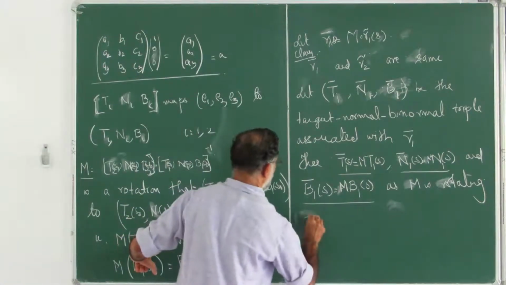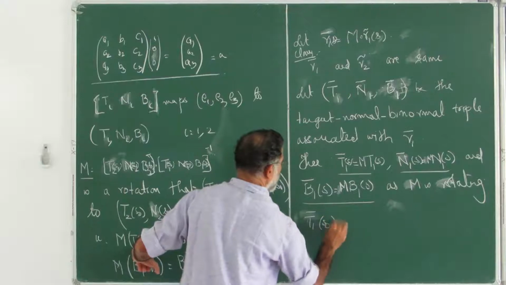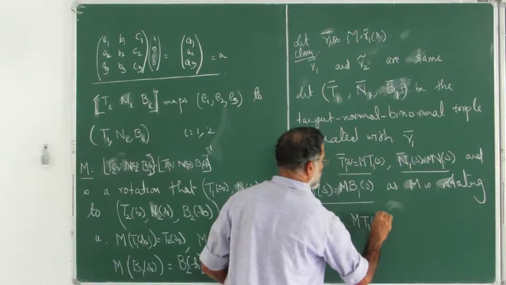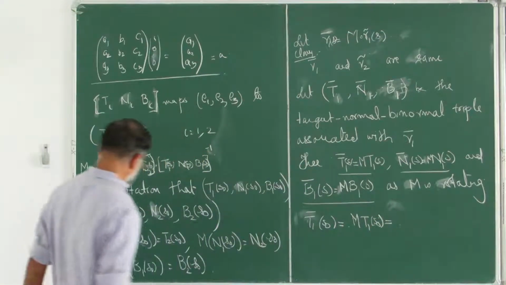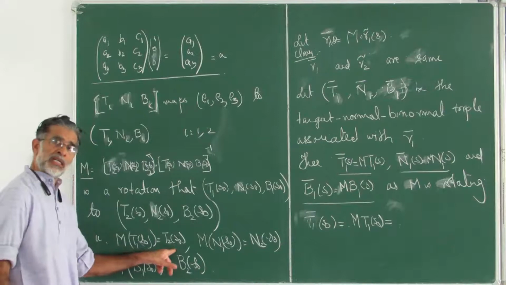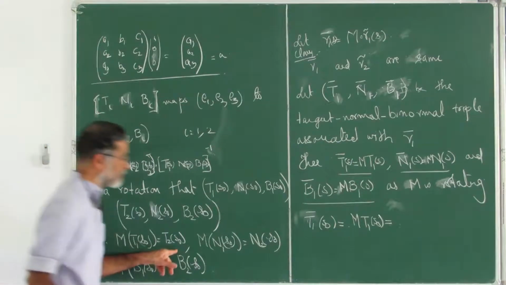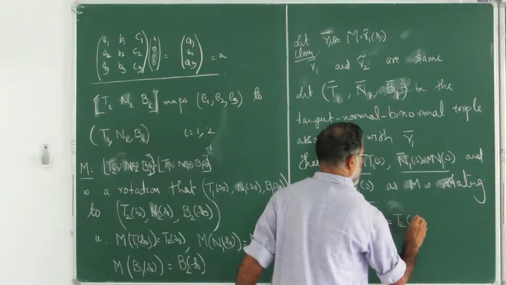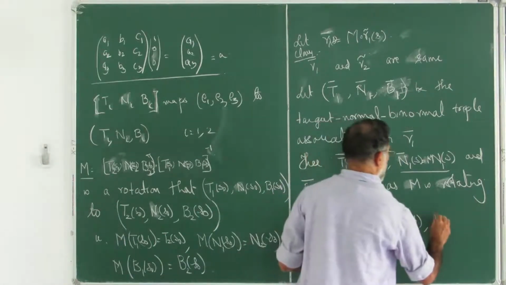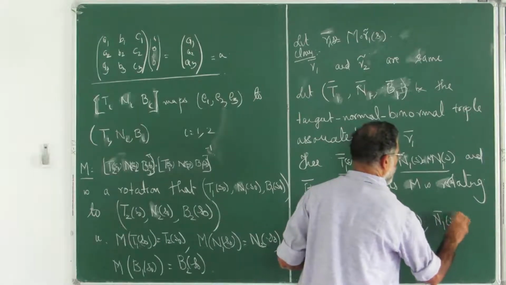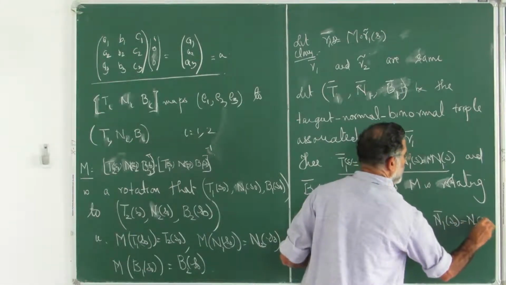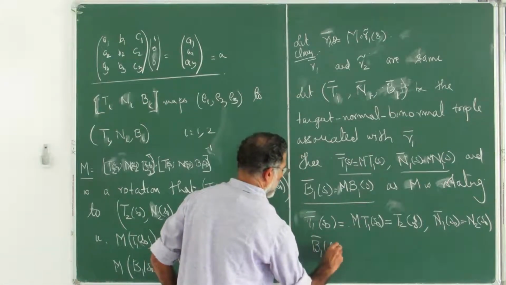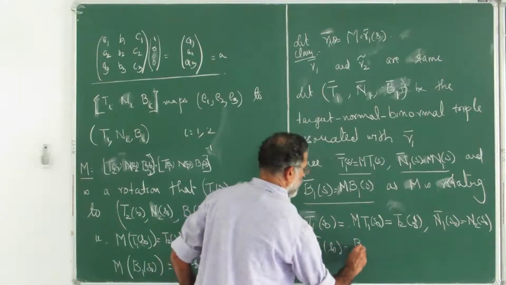So what is T1 bar at S0? T1 bar at S0 is M T1 at S0. But M T1 at S0 is T2 at S0, only at S0 we are assuming. Similarly, N1 bar at S0 is N2 at S0. And B1 bar at S0 is B2 at S0.